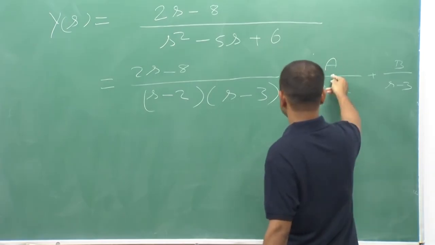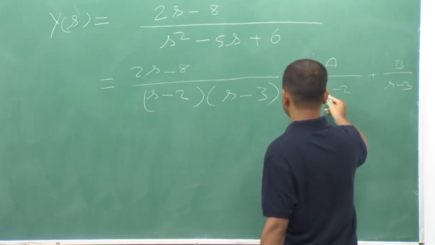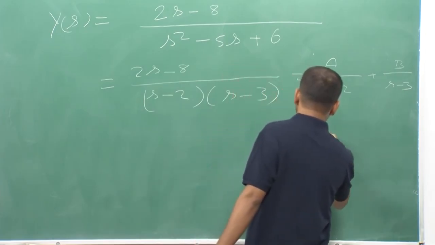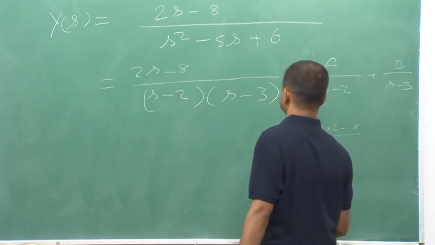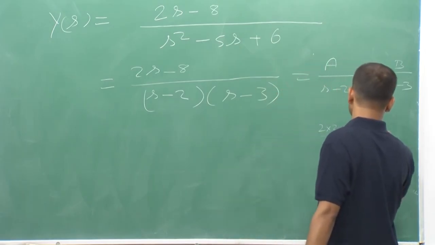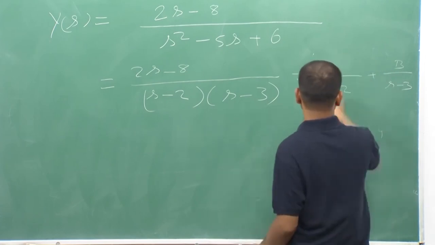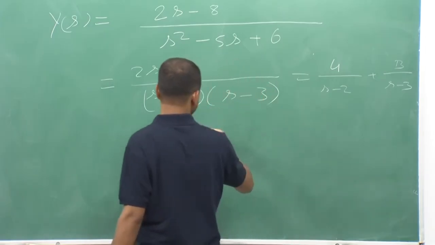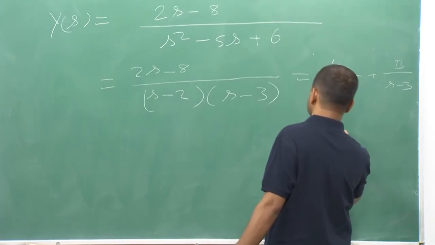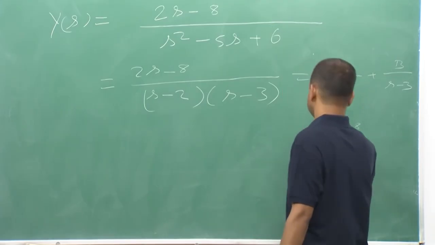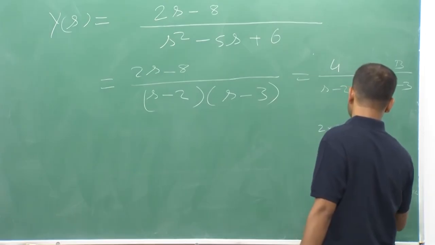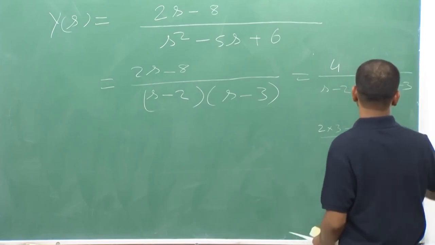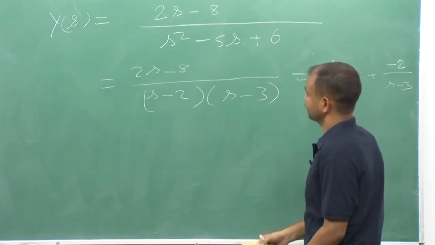And if I determine the value of a by putting s is equal to 2 and eliminating this term, I will get 2 into 2 minus 8 divided by minus 1. So, this will be 4. So, I can write it 4 by s minus 2. And now, for b, I put s is equal to 3 and I eliminate this term, then I will get 2 into 3 minus 8 divided by 3 minus 2. So, this will give me minus 2 divided by 1, so this will be minus 2. So, this is my expression for the y of s.